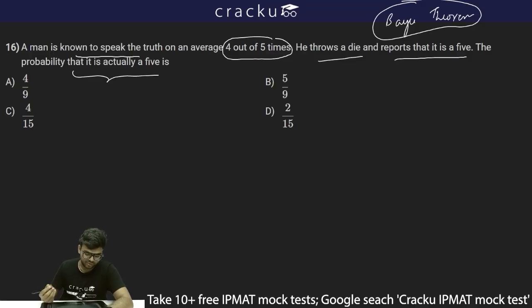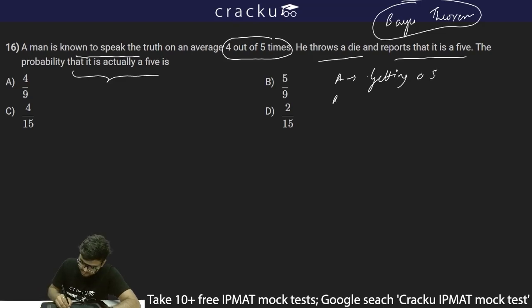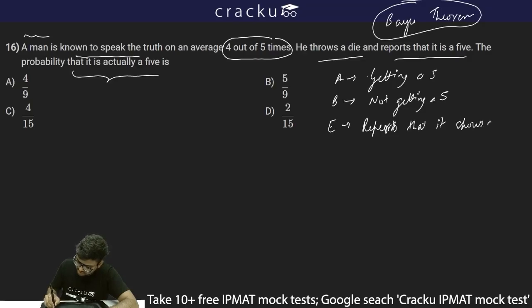So first of all we have to assume the events. Let's say A is an event, which is getting a 5 on the dice. B is not getting a 5, and let E be the event where the person reports that it shows a 5. So A is getting a 5, B is not getting a 5, and E is the event in which the person is claiming that it is a 5.